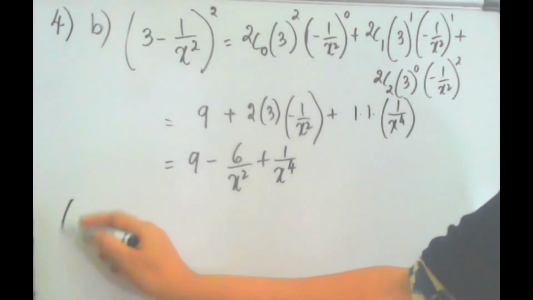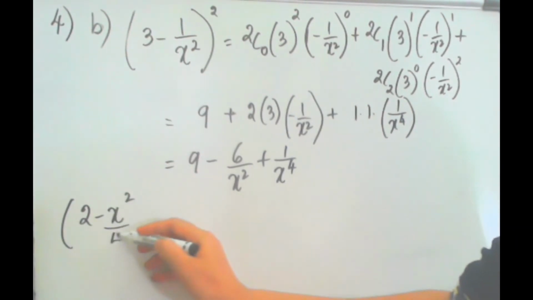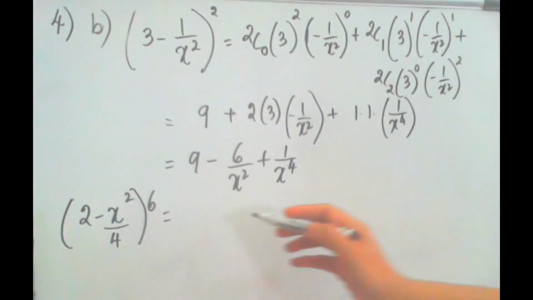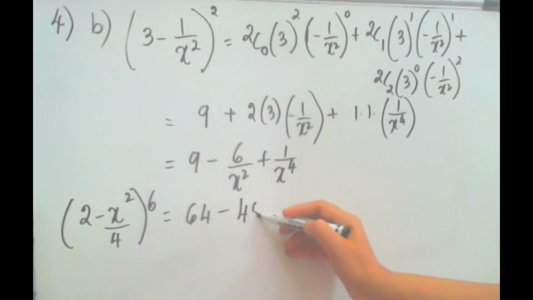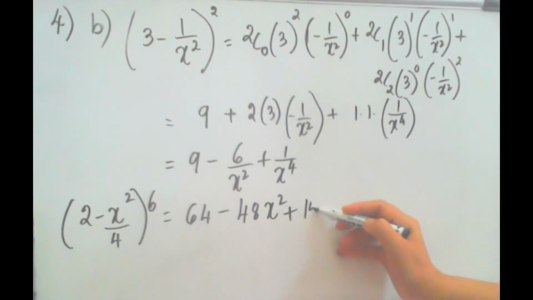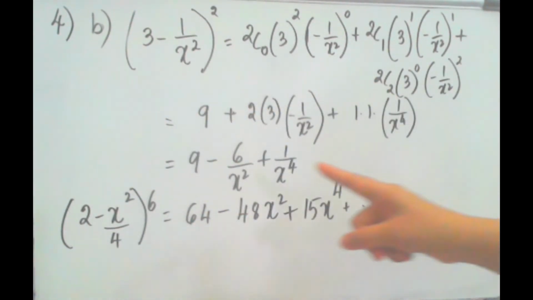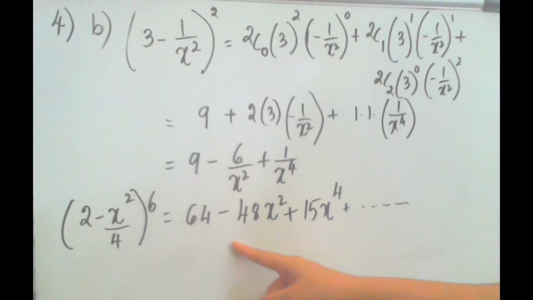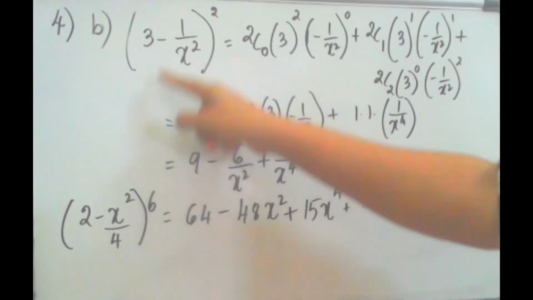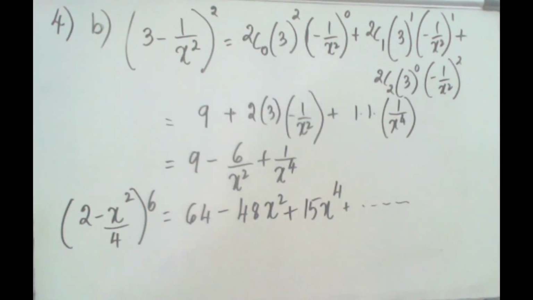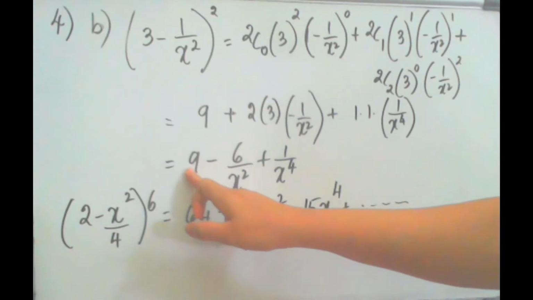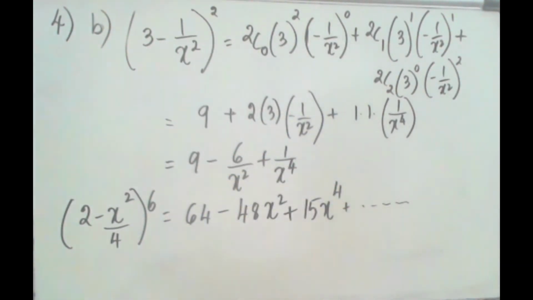Now let us recall the expansion of the first bracket. It was like this: 64 minus 48x square plus 15x power 4 and so on. So now we have to find a term which is independent of x. That means a term which is a constant when we multiply the two brackets. So when we multiply the two brackets, we will multiply every term from the first bracket with every term of the second bracket. So we don't have to actually multiply each of the terms. We have to just observe which ones give us a constant.